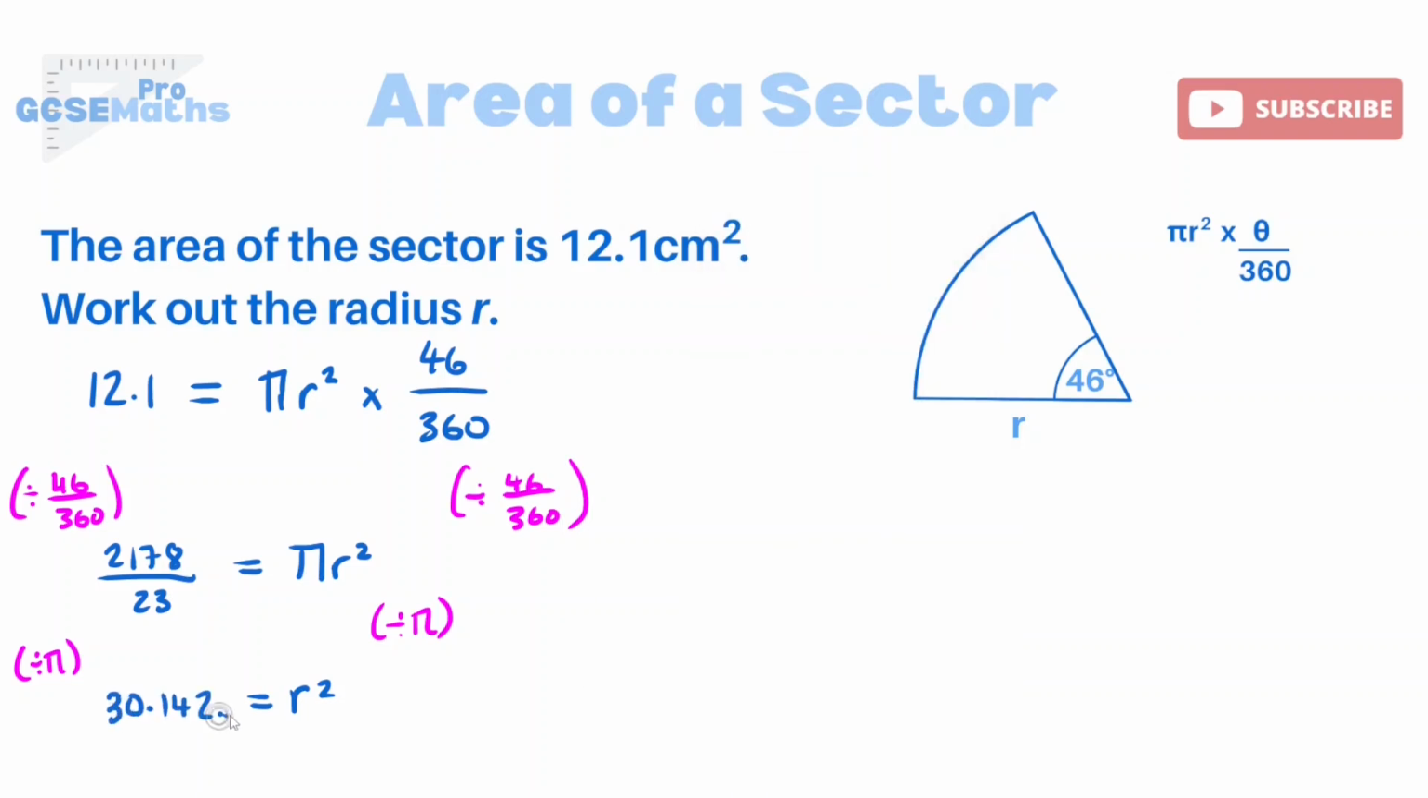And I'm going to put dots, so I know that it does carry on. Now the last thing is I want to get the radius on its own. I don't want the radius squared. So the opposite, or the reverse of squaring, is square rooting, isn't it? So I now just need to square root both sides.